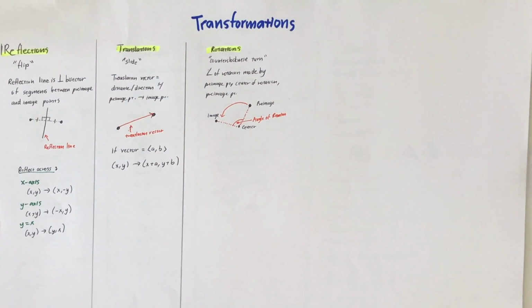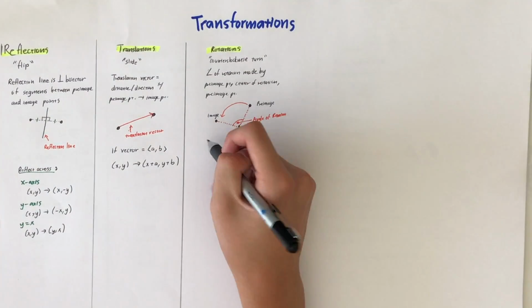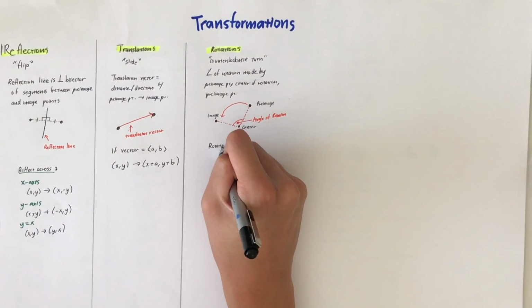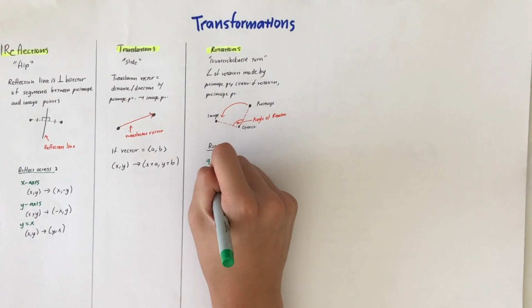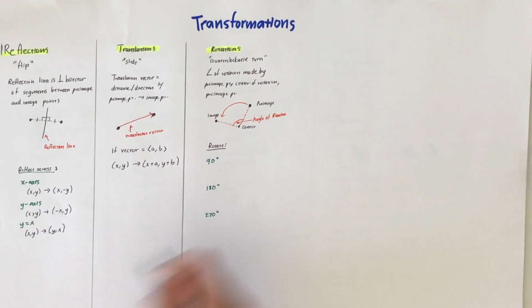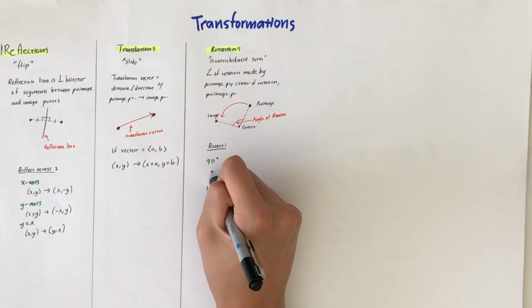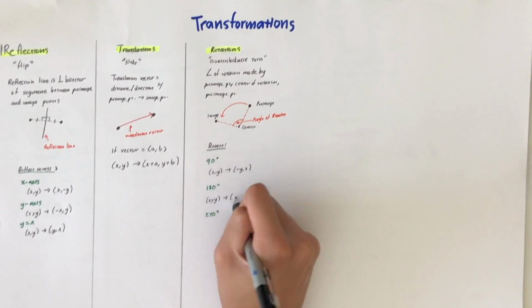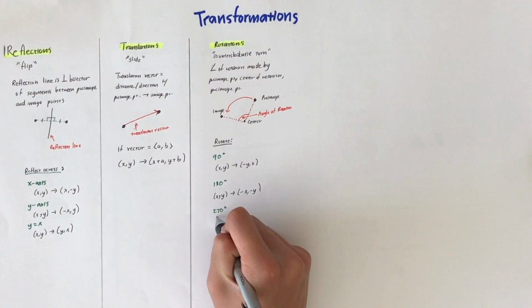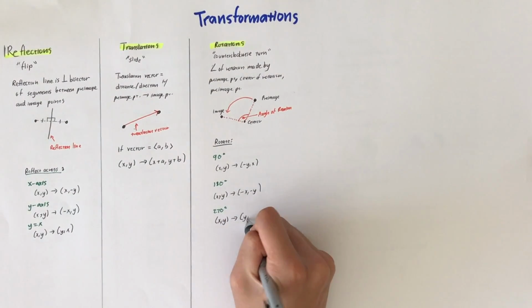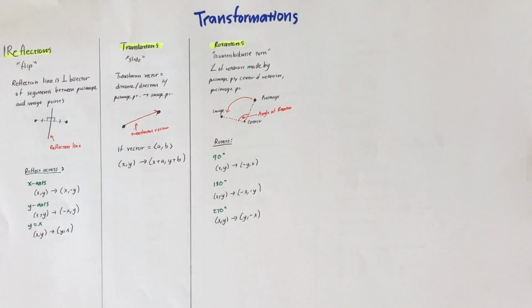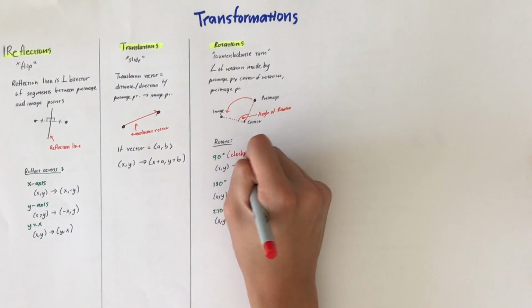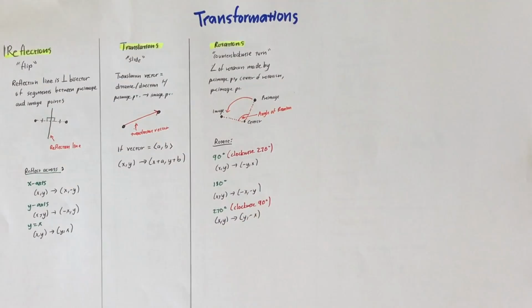There are some special angles of rotation in a coordinate plane: 90 degrees, 180 degrees, and 270 degrees. These are all counterclockwise, by the way. If you rotate 90 degrees counterclockwise, then (x, y) turns into (-y, x). If you rotate 180 degrees counterclockwise, then (x, y) turns into (-x, -y). And if you rotate 270 degrees counterclockwise, then (x, y) turns into (y, -x).